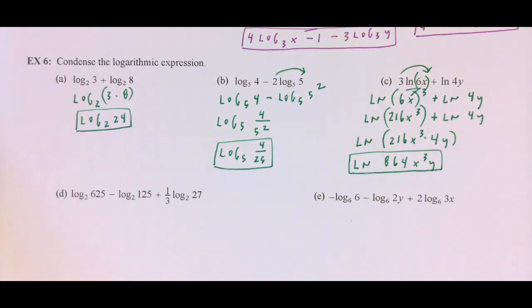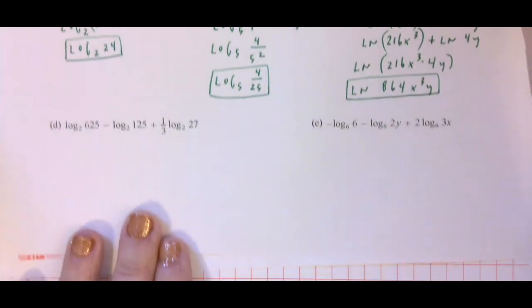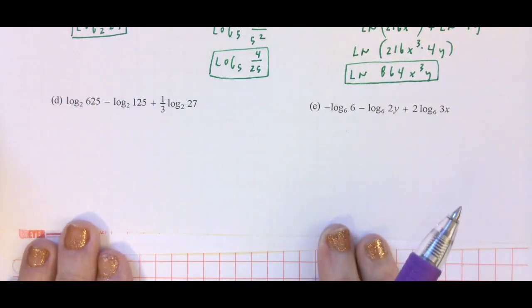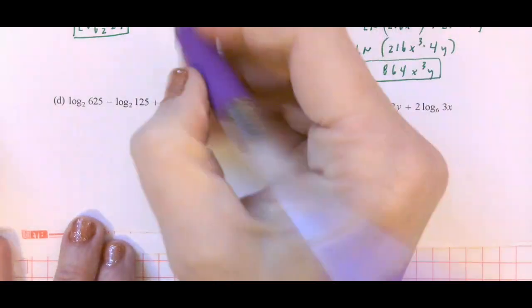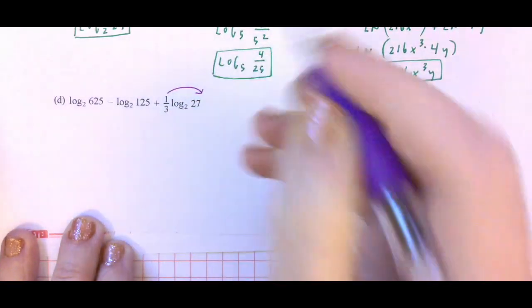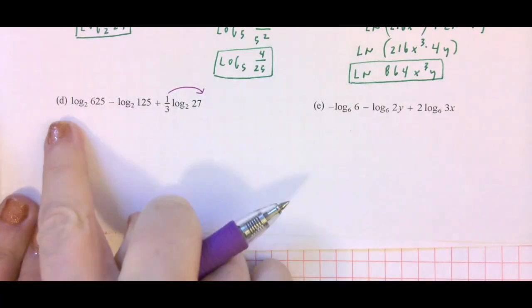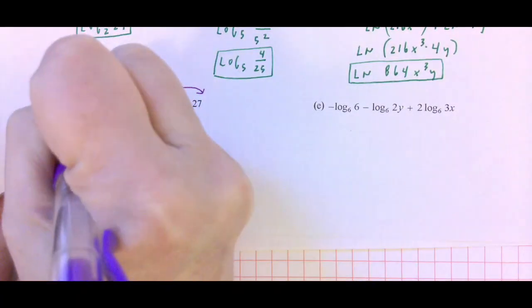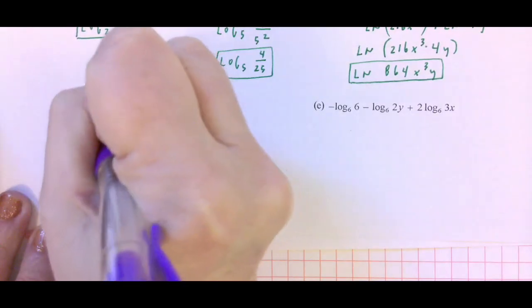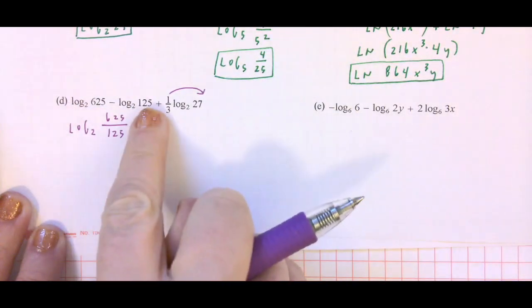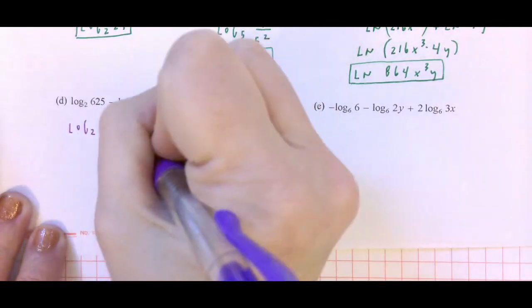All right, one more row. Okay, so first thing that I would do, if I look at it, I'd probably put the 1/3 back into the exponent position. I see that I'm subtracting and adding, so if I read it from left to right, first I'd say log base 2 of 625 over 125, right? With subtraction comes division, that's the quotient property.